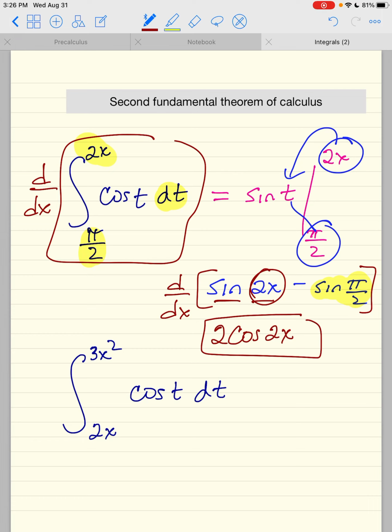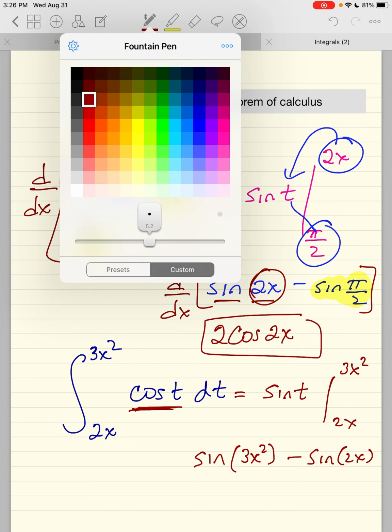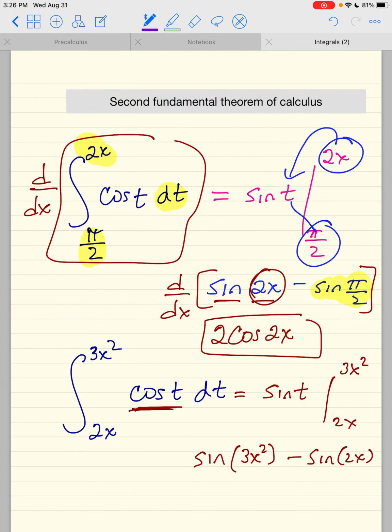Okay, let's try another one. The integral of cosine t is sine t. We're going to put in our upper bound, which is just 3x squared, minus our lower bound. Great, that's all that is. We integrated. We are done. But what if I added this to the beginning of it, saying take the derivative of this integral?